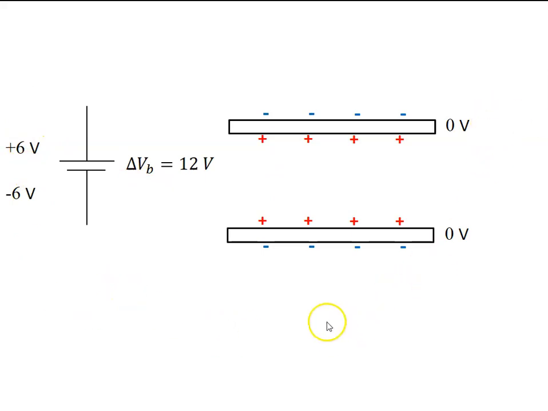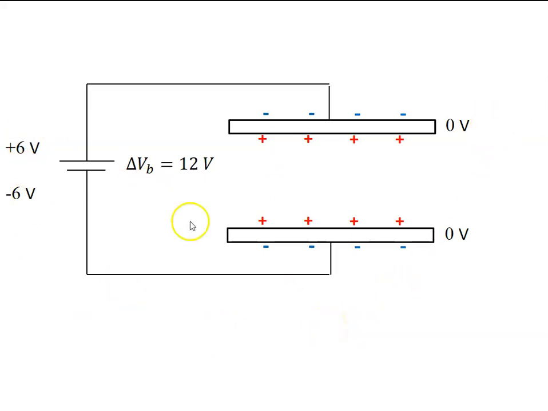Okay, so the plates are uncharged. We want to charge them up, so what do we do? We run wires from the positive terminal of the battery over to the top plate, and from the negative terminal of the battery over to the negative plate, the bottom plate, excuse me. And what's going to happen now? Well, now the electrons on the plates will sense a potential difference, and they're going to start to move.